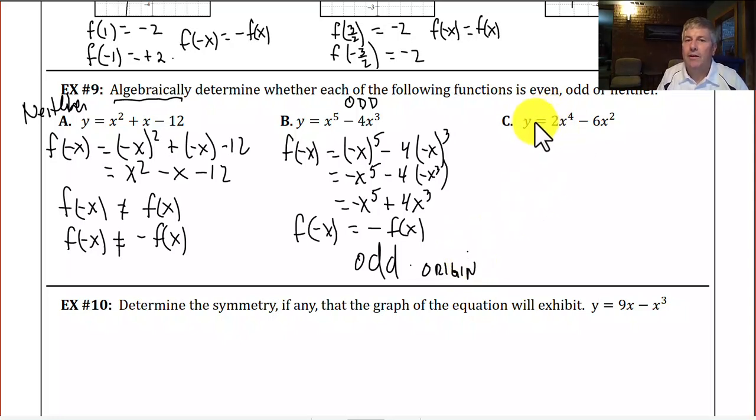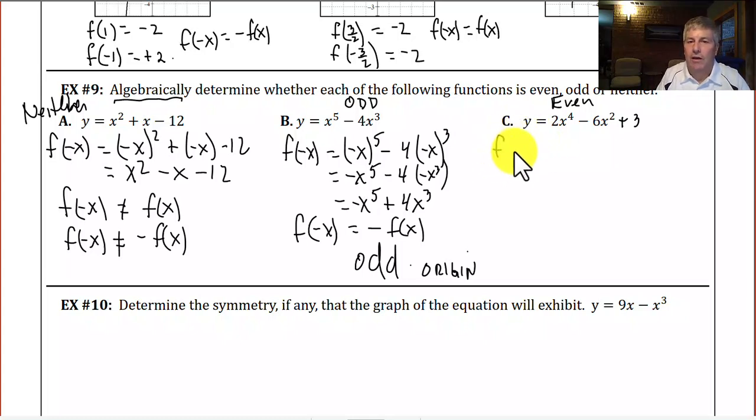And in problem C, y equals 2x to the fourth minus 6x squared. I have only even exponents, so we already know the answer. This is going to be an even function. Even if I added a number here like 3 or 15, that is still going to be an even function. That's going to shift it up or down on the y-axis, and it's going to maintain its symmetry.